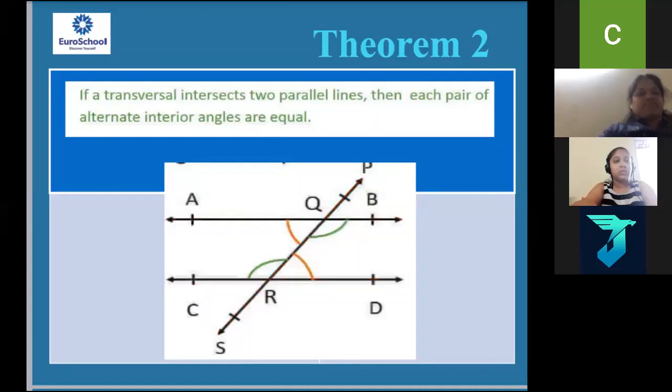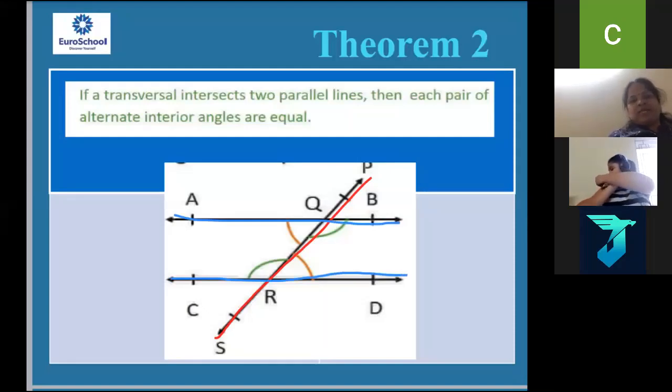Okay. If a transversal intersects two parallel lines, then each pair of alternate interior angles are equal. So in the given example, PS acts as a transversal and AB, CD act as parallel lines. Then what will be the resultant, children, here? The alternate interior angles are equal. You know what are alternate interior angles? They are the angles which are on either side of the transversal and interior, inside the parallel lines. So here pair of alternate interior angles are equal.